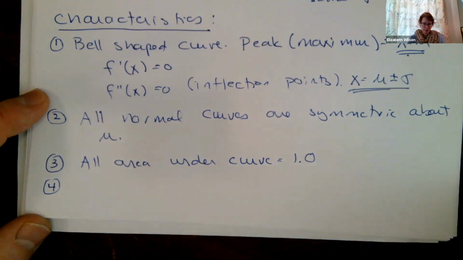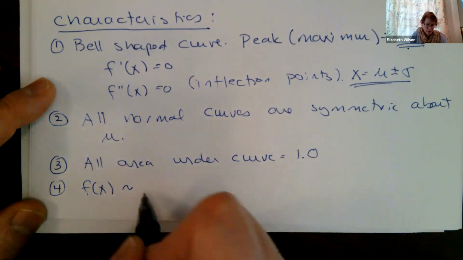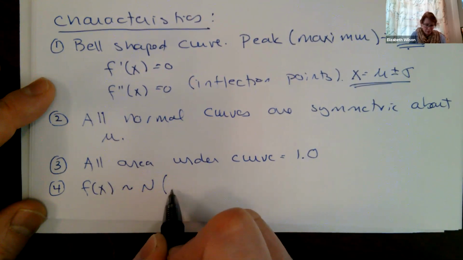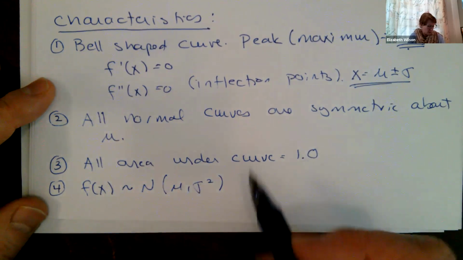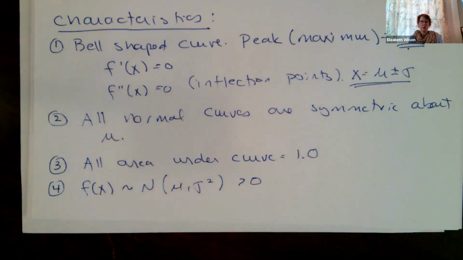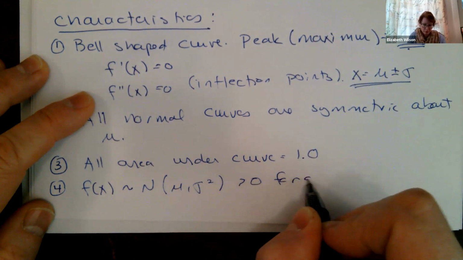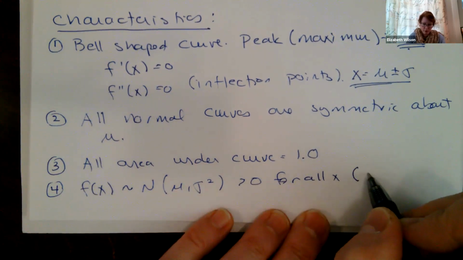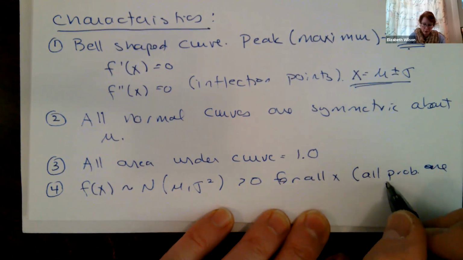Our fourth characteristic that we think about is our function. This is how we write it: we say our function is normally distributed. All of these values have to be positive. These are all probabilities. Like we've always said before, not only does the sum of all of the area underneath this curve need to sum up to 1, all these values have to be positive. All probabilities are positive.